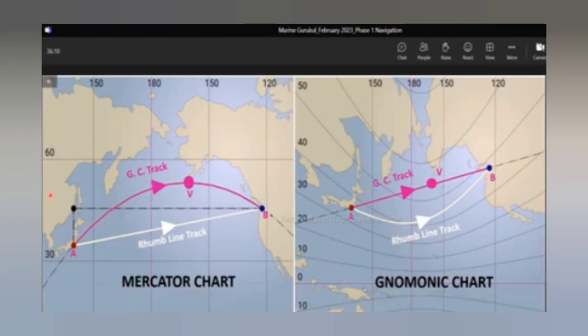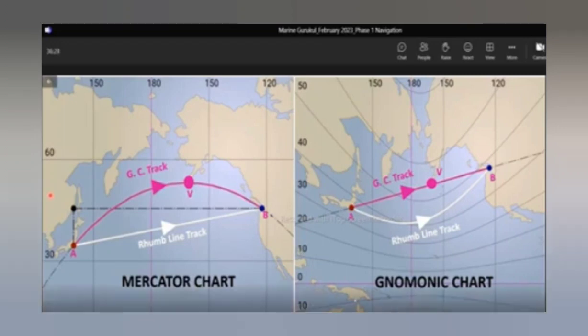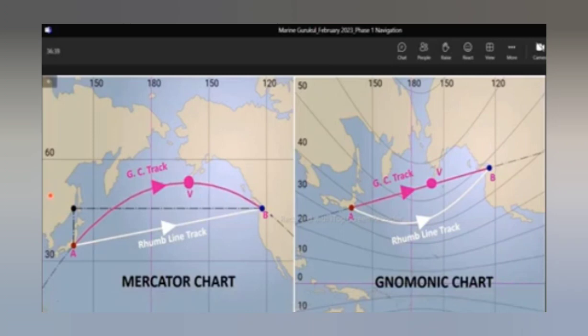Okay, beta. So this is just for your understanding, conceptual understanding, not that we require them in our solution, but just to show you how a GC track and a rhumb line track appear on a Mercator projection and a gnomonic projection, about how these tracks appear on different projections.